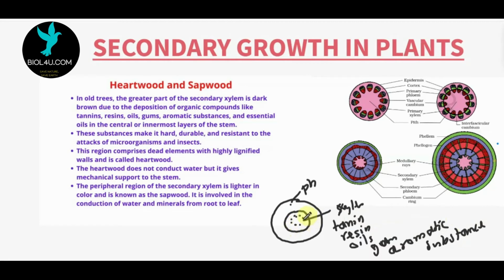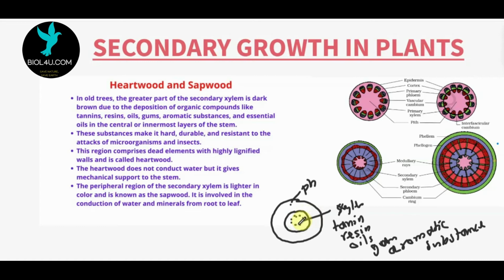These substances make the wood present inside the cambial ring, that is the secondary xylem, very hard and also very durable, so long lasting and resistant to attack by microorganisms and insects. In that secondary xylem all the chemicals are deposited, and it becomes very dark, very hard and very durable, and insects, bacteria and other organisms cannot attack it. This hard part later becomes the part of the plant that is known as the heartwood.